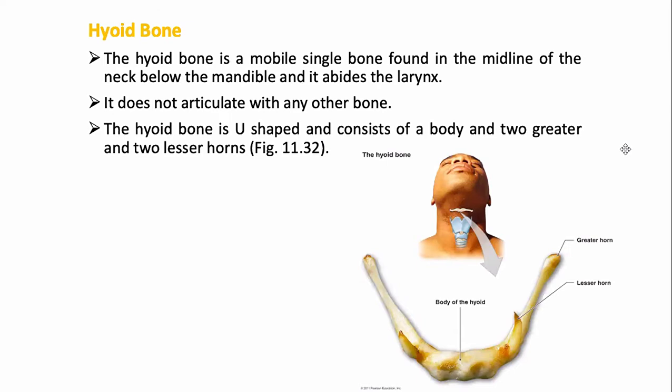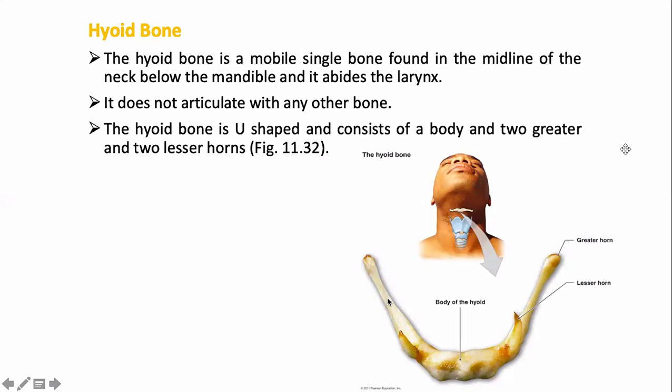The hyoid bone is a mobile single bone found in the midline of the neck. It is below the mandible and it abuts the larynx. This is the hyoid bone in relation to the neck. It is below the mandible and it is superior to the thyroid cartilage. The hyoid bone does not articulate with any other bone. The hyoid bone is U in shape.